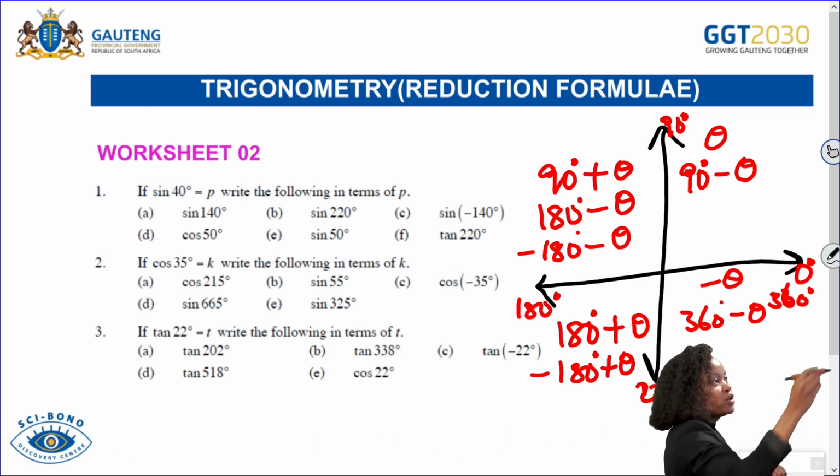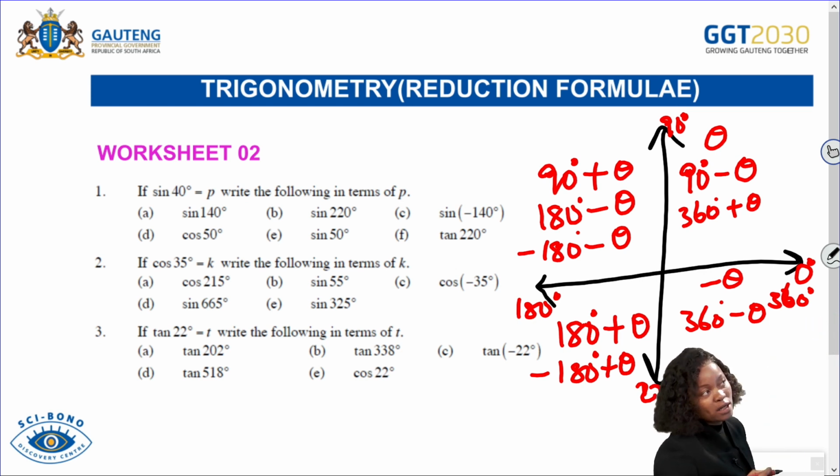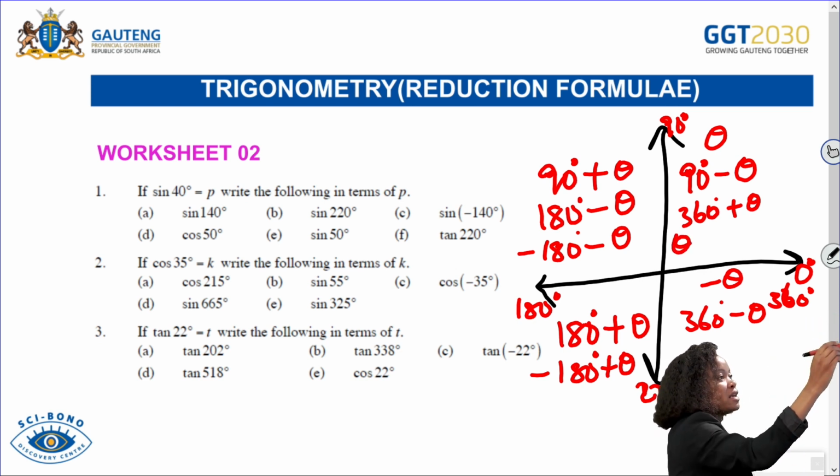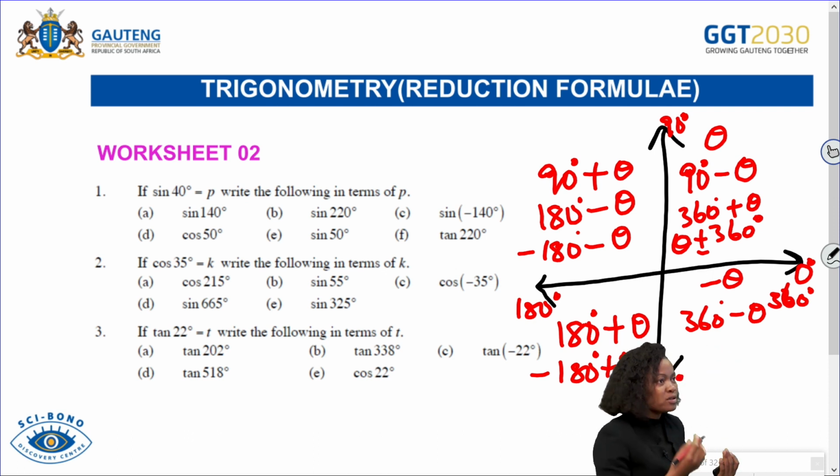And whenever you see your 360 plus theta, you must know that it's in the first quadrant. And whenever you see theta plus 360, you must know that again it's in your first quadrant. So don't be confused. Whenever you see all of that, it's in the first quadrant.